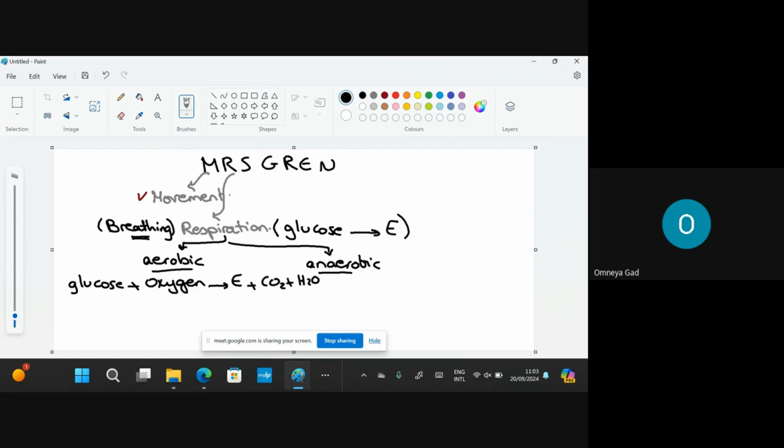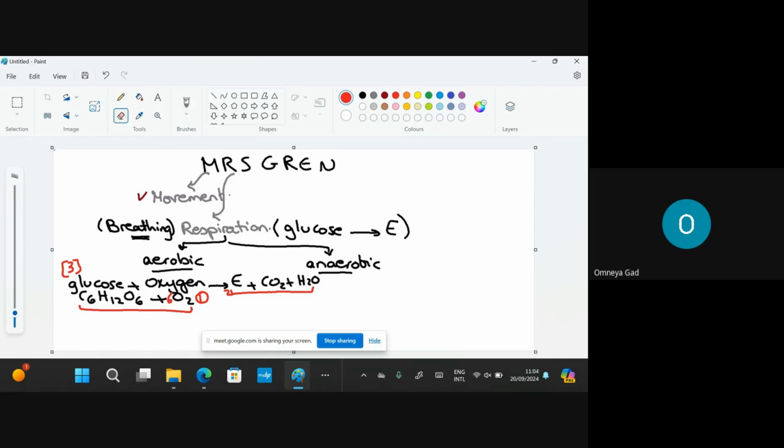Okay? But if you are asked to write a balanced equation, not a word equation, you have to write the symbolic formula for the glucose, which will be C6H12O6 plus oxygen. But this question might be graded for 3 marks. Am I going to take the 3 marks now? No. Why? Because 1 mark is for the reactants and you took it. 1 mark is for the products and you also took it. But the 3rd mark is for balancing the equation. You have to balance the equation.